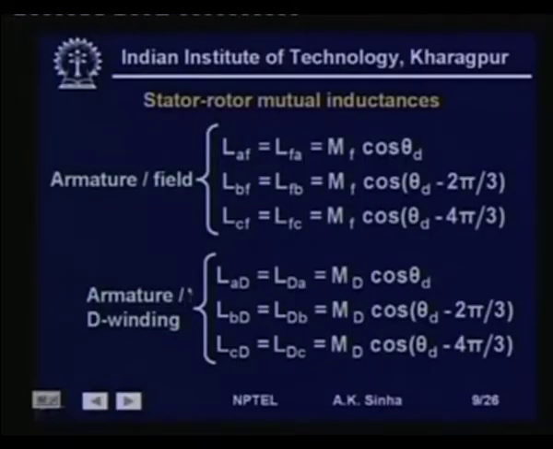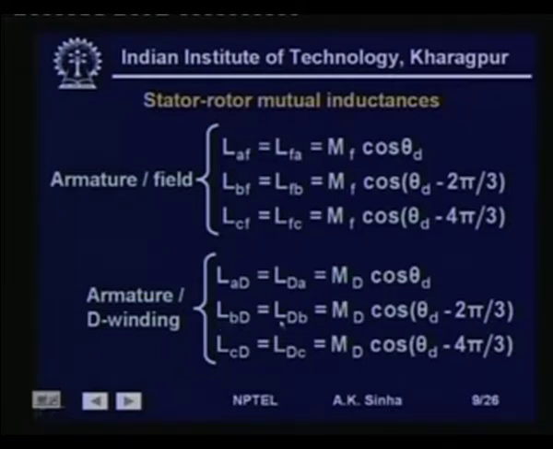Now, armature winding and D winding, again we will have mutual inductances which we can define as LAD, that is between phase A, stator phase A winding, and the D axis damper winding. LAD is equal to LDA is equal to MD into cos theta d. Again the same thing, because the rotor is rotating, the axis positions will keep changing, and because of that the inductance is a function of cos theta d.